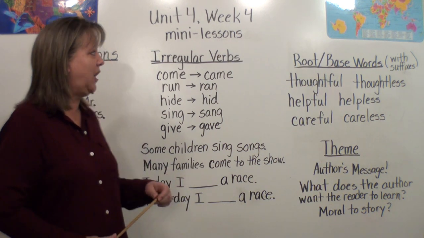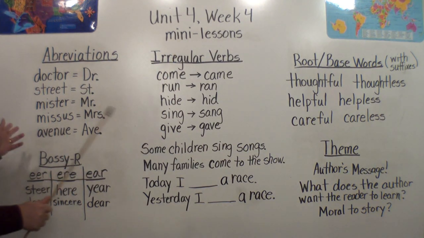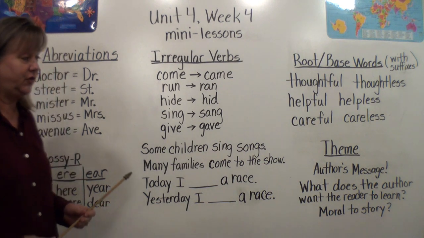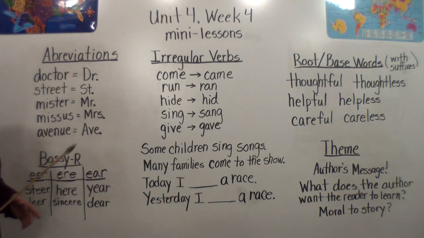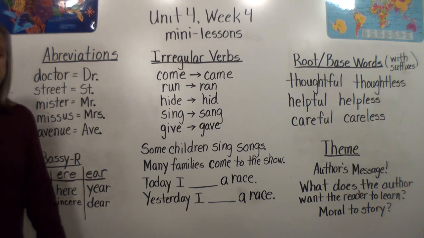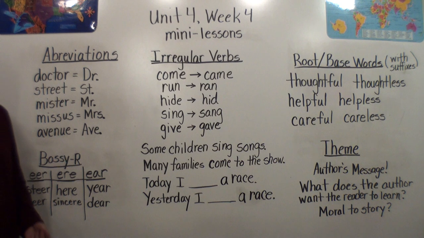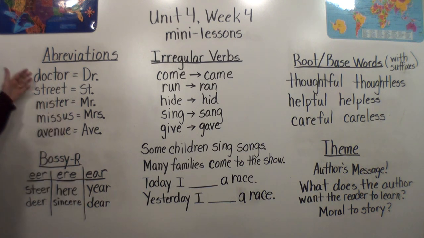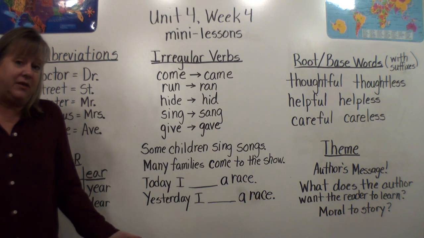Okay, so this is Unit 4, Week 4, mini lessons, and these are some things we have to talk about. So I'm just going to start left and move right, and be good listeners out there, all right? The first thing I want to talk about are abbreviations. Now, abbreviations are used to shorten up a word. And I wrote some examples here. We use them all the time, but we need to talk about them.